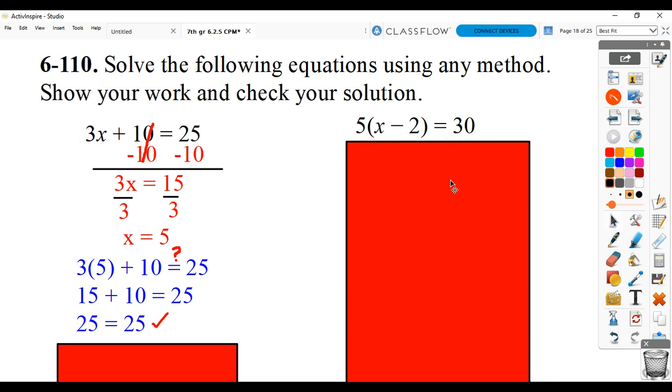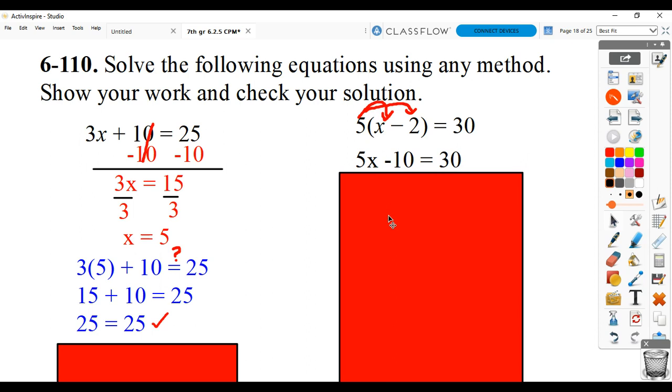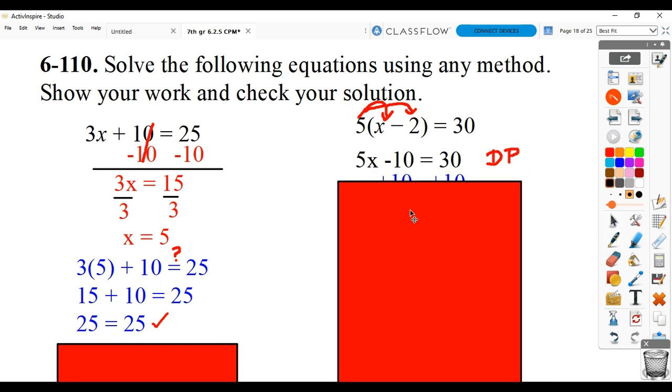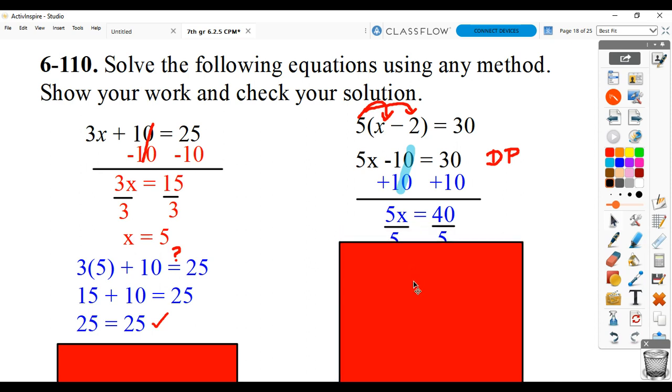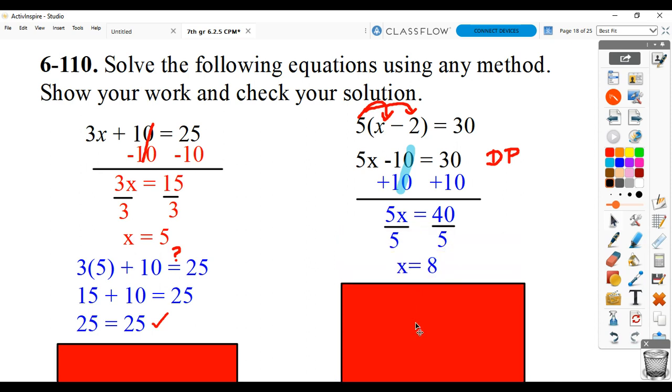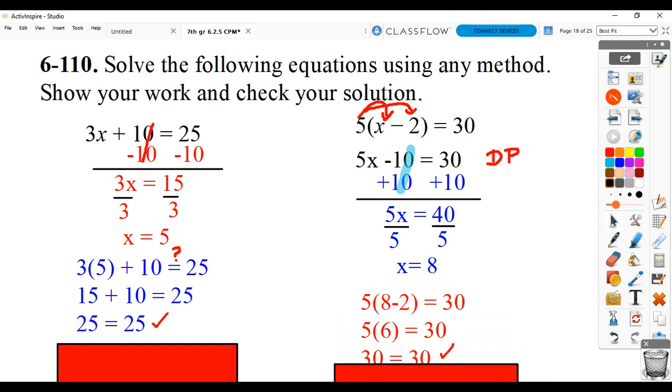For this one, you want to first use your distributive property. So 5 times x minus 5 times 2. So you get 5x minus 10 equals 30, and again, that's distributive property. So you can use the dp as the abbreviation. Add 10 to both sides. Then you get 5x equals 40. Divide by 5. X equals 8. And then show your check. Now again, in my check, I went to the top equation. For my class, you also could have gone to this next equation.